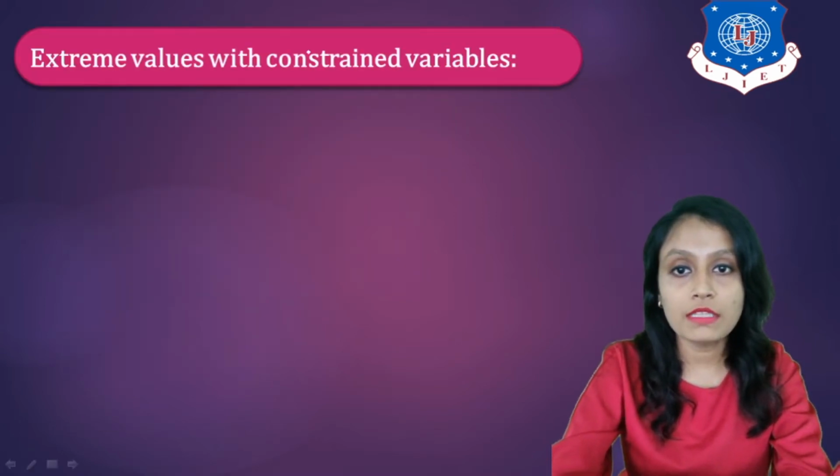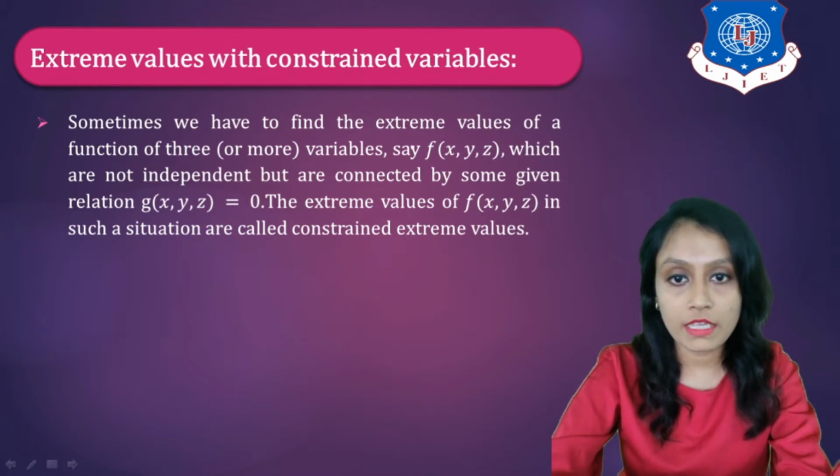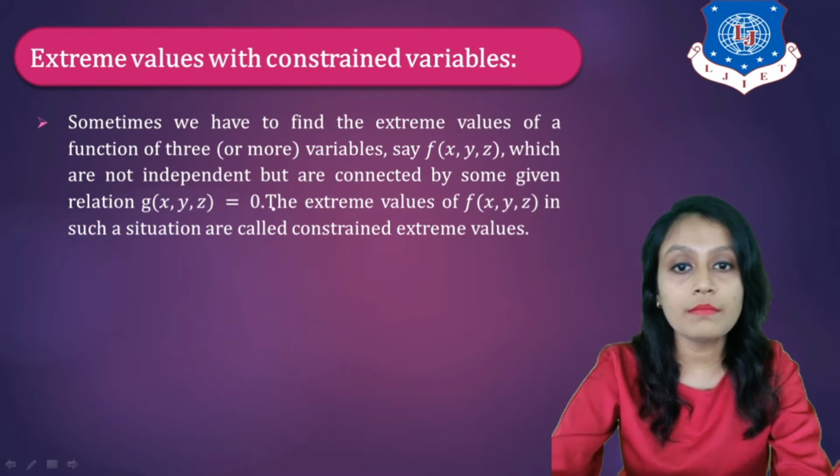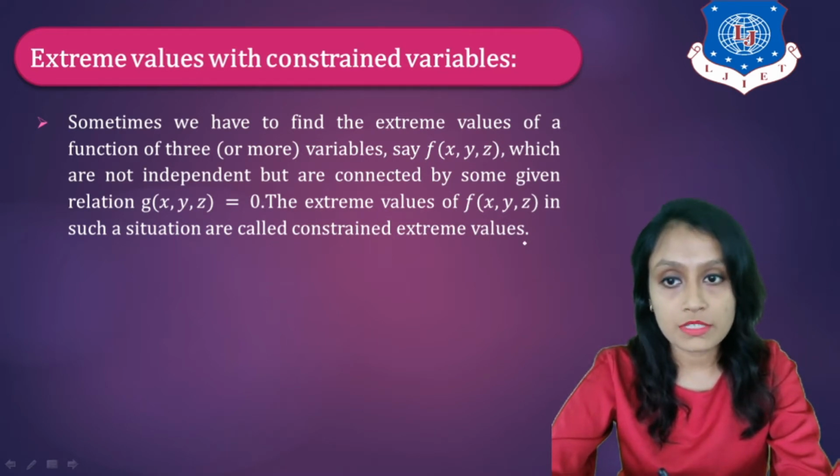Extreme values with constrained variables. Sometimes we have to find the extreme values of a function of three or more variables. For example, say function f of x, y, z, which are not independent but are connected by some given relation, that is g of x, y, z is equal to 0. The extreme values of the function in such a situation are called constrained extreme values.